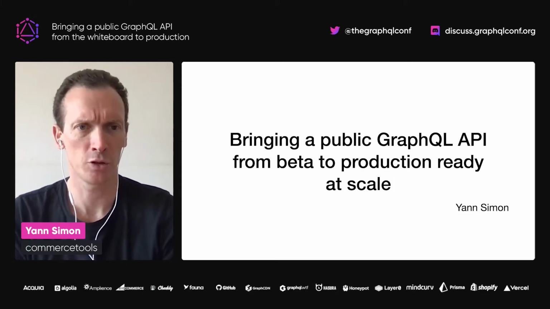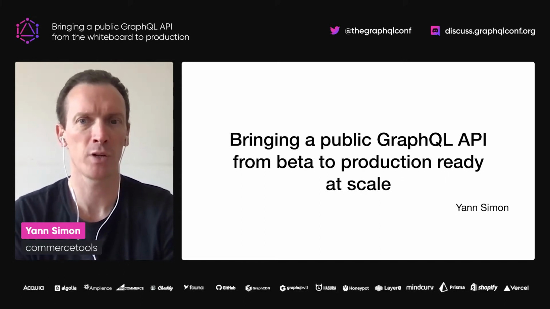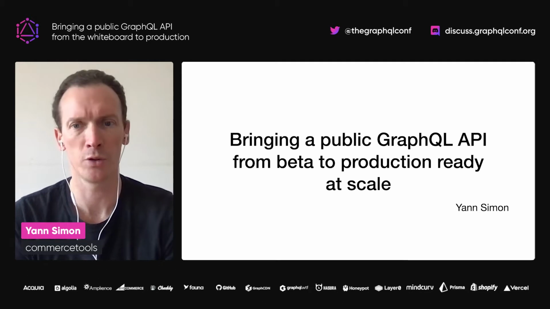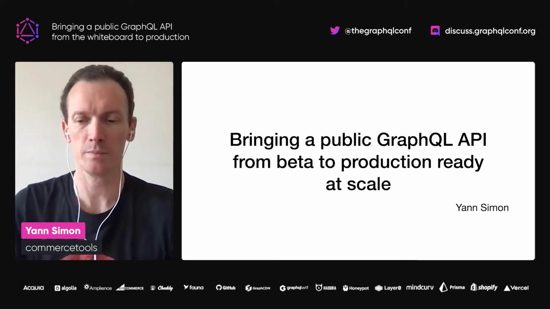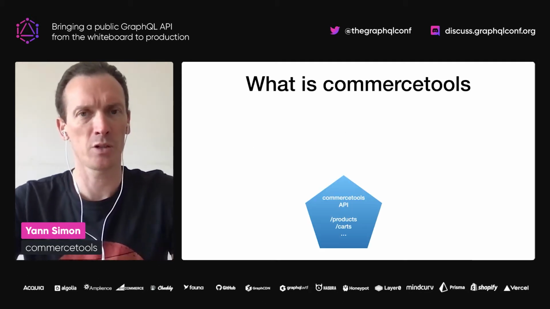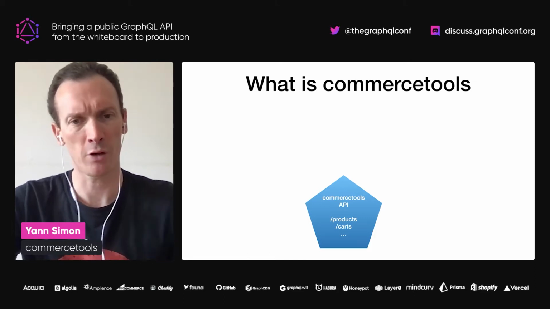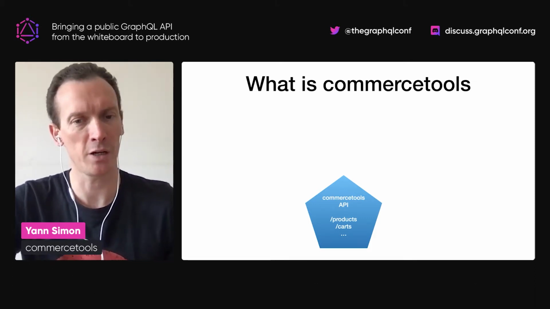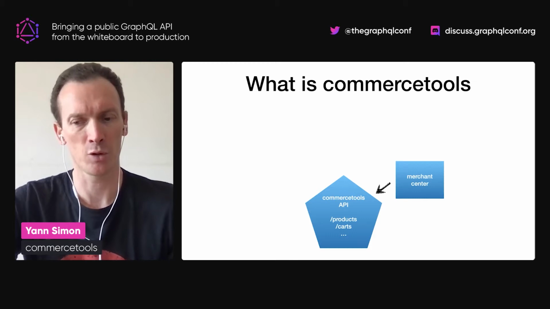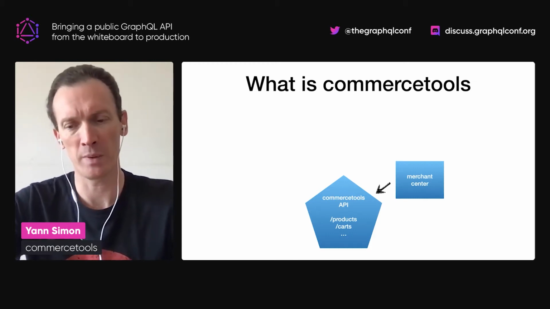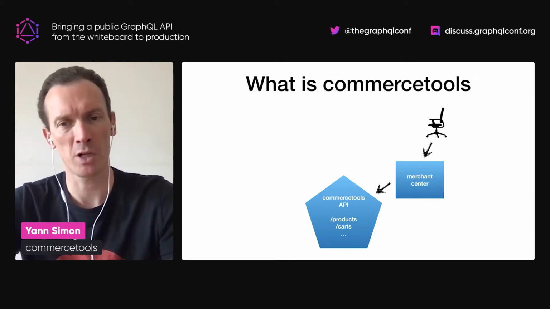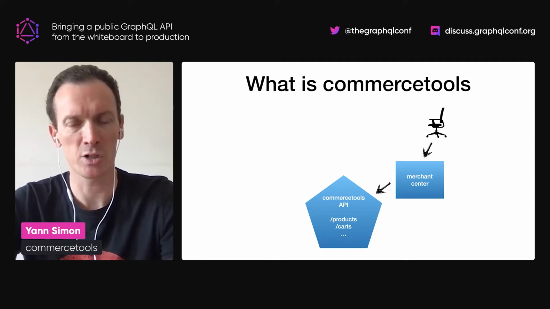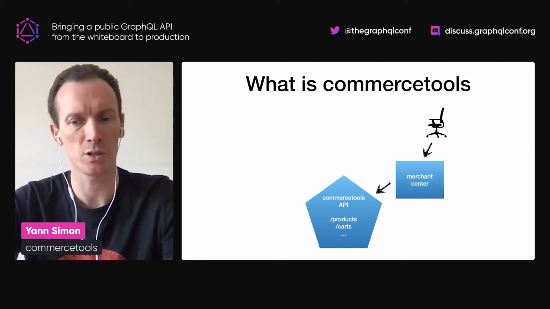Today I would like to talk about bringing a public GraphQL API from beta to production ready at scale. A bit of context about commercetools. We are an e-commerce platform, API first. We also provide a web application so that merchants can manage their products, their discount, and so on.